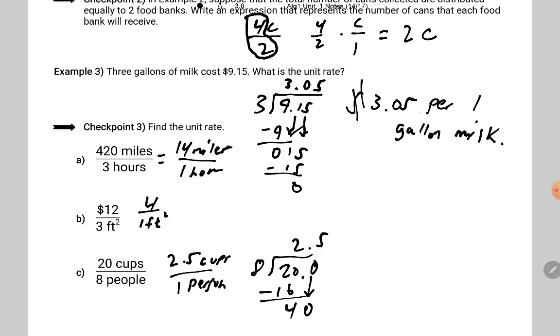Notice how per means divide. So this is $4 per foot squared. This is 2.5 cups per person.